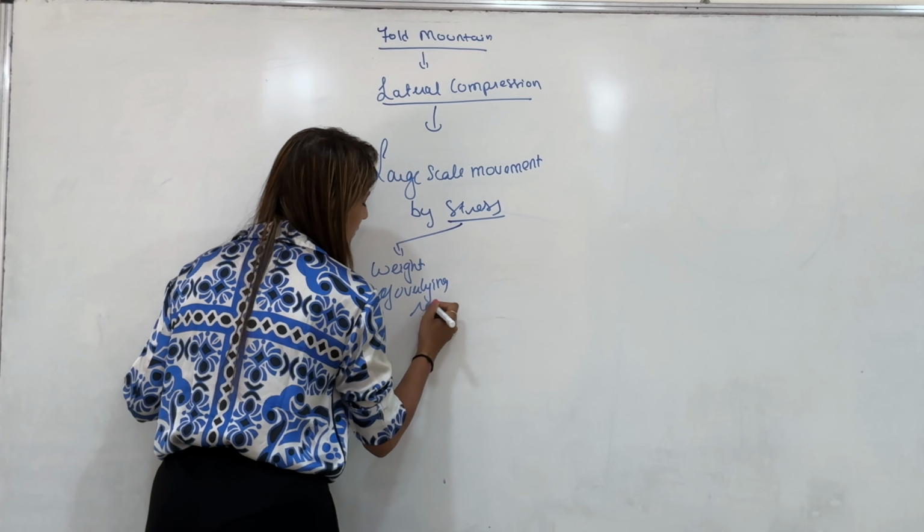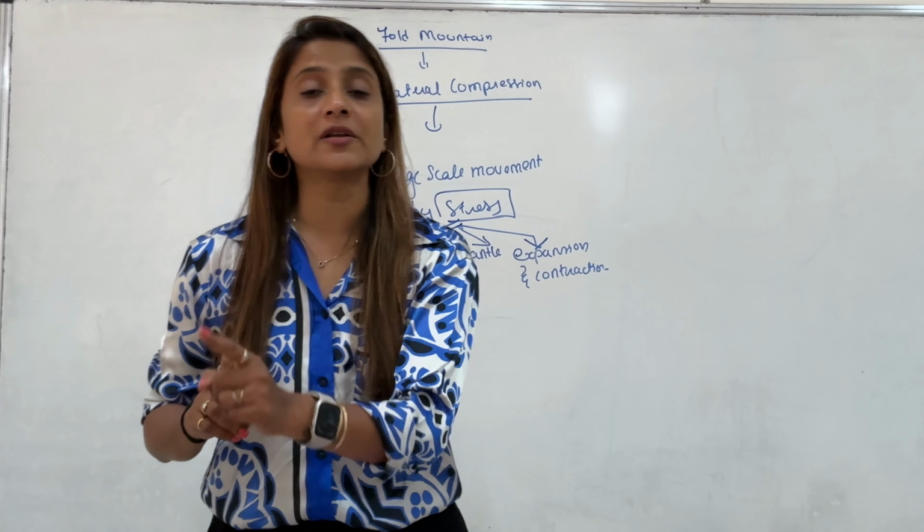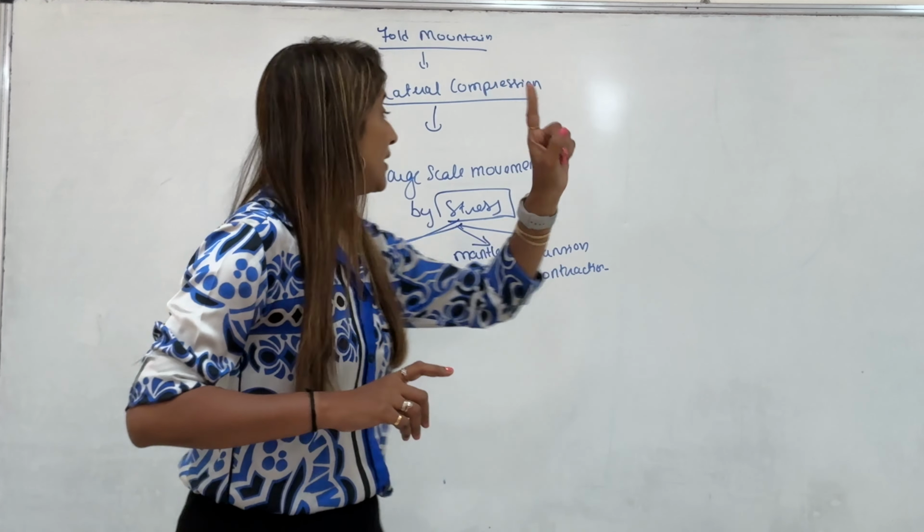I'll repeat again. Fold mountains are formed by lateral compression. There is a large scale movement of Earth's crust by stress. And stress is caused by the weight of overlying rocks, by movement in the mantle, and by expansion and contraction of some part of the earth. This stress will cause the compression.